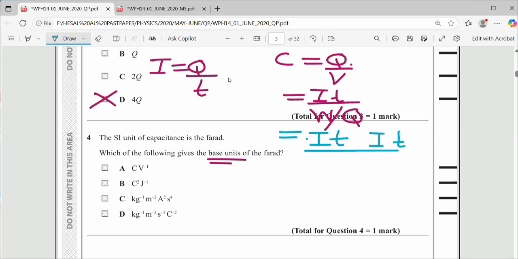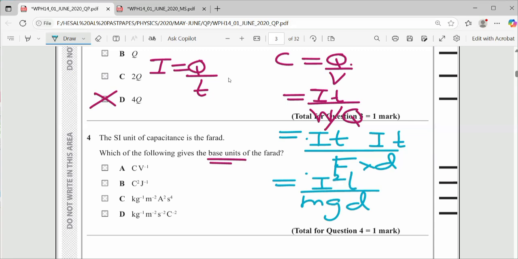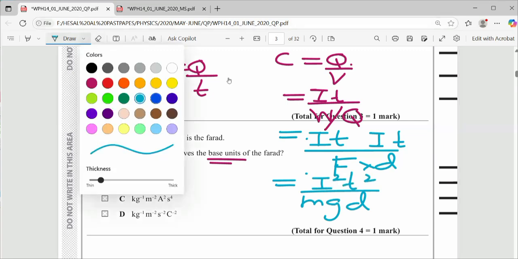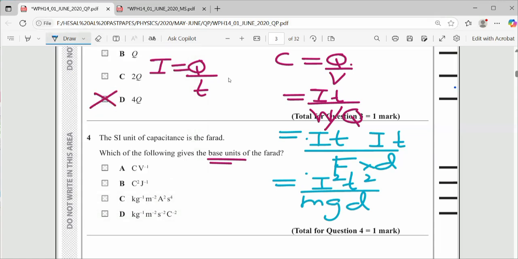What about W? I know it is force into distance. Force here actually is a weight. Instead of that, I can use mg. Now everything is ready here. I simplify a little: I squared, t squared. Now I am going to substitute units. For I, current is measured in amperes, so A squared. Time is measured in seconds, s squared. Mass is measured in kilograms. Gravitational acceleration is measured in m s^-2 and distance is m.